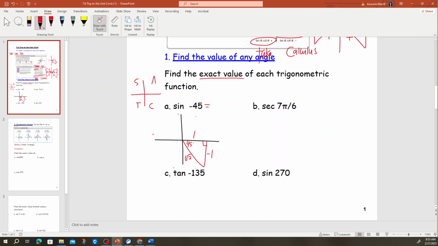Okay, what would you guys say the sine of 45 was? Opposite over hypotenuse, yep, negative 1 over radical 2. And I'm fine with this answer, but what's the rationalized answer look like? If I multiply by root 2 over root 2, what's the rationalized answer? Negative root 2 over 2. Yep. So technically this is the more simplified answer.